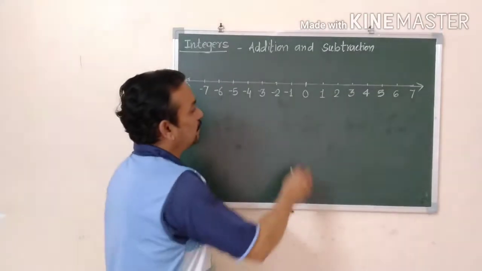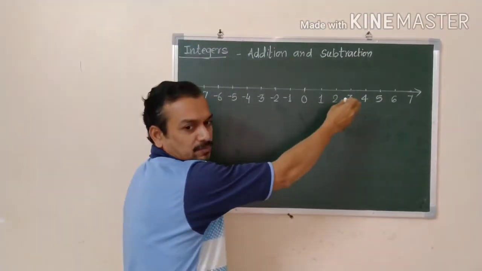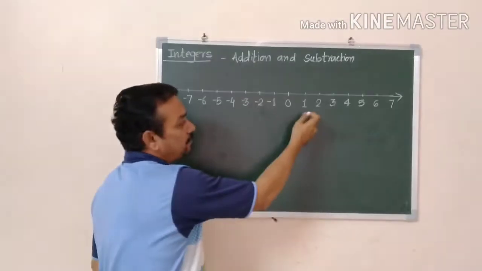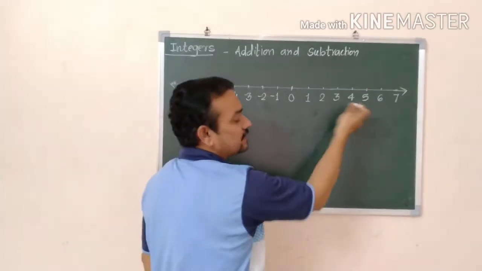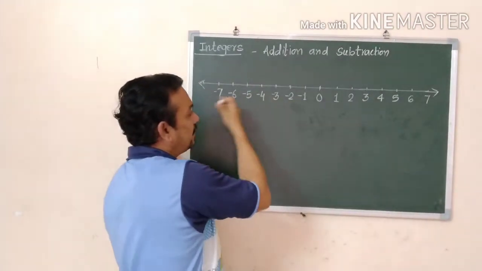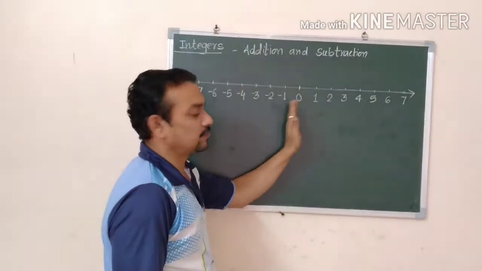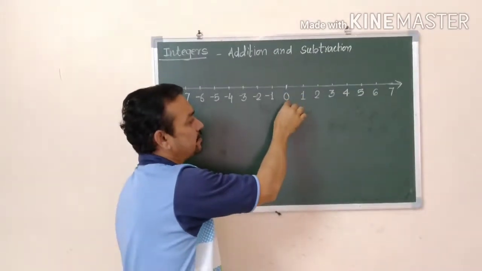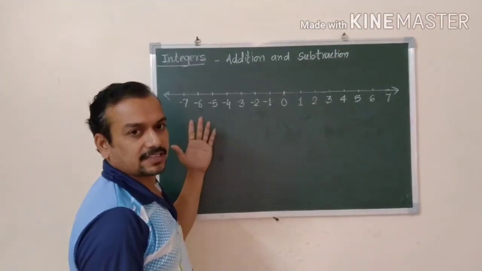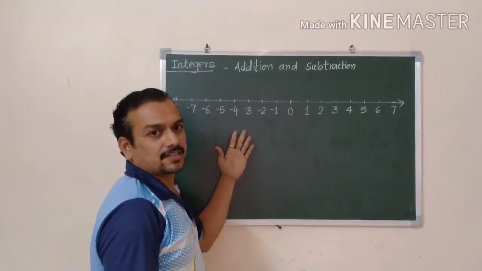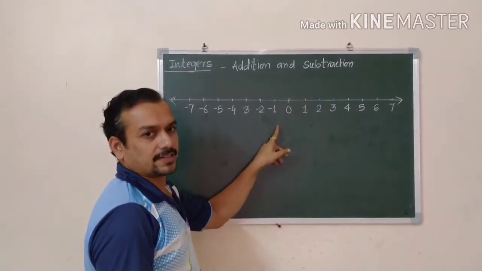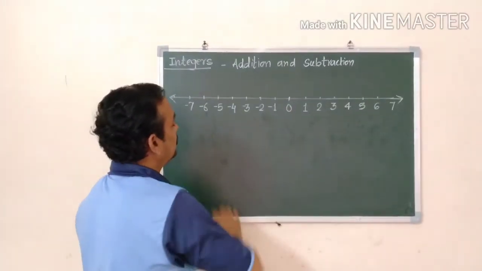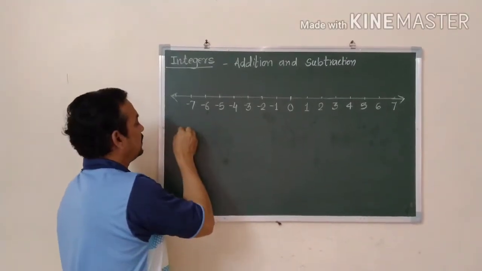Look at here. On the right hand side are all the positive numbers, and on the left hand side are all the negative numbers. All the positive numbers are bigger than 0 and all the negative numbers are smaller than 0. So first, learn about the addition of these integers. Look at here, I will explain a few examples with the help of this number line.